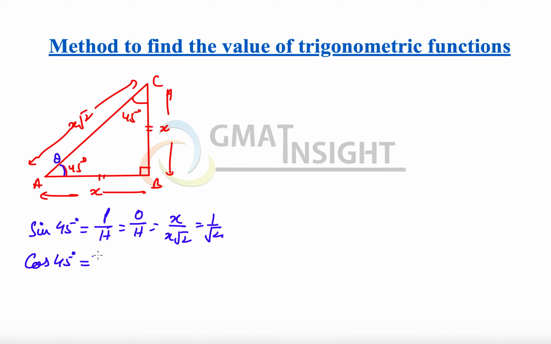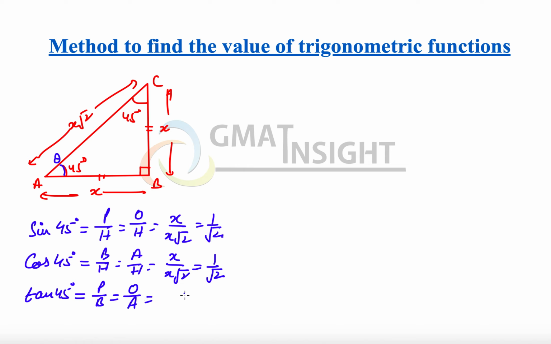Similarly, if we have found sine 45, we can also find cos 45 degrees. Cos 45 degrees is base over hypotenuse, or the adjacent over hypotenuse, and the base here is x, considering this angle theta. So once again this ratio becomes x over x root 2, which is 1 upon root 2 again, which means sine 45 is equal to cos 45. Now we can also find tan 45 degrees. Tan 45 degrees is the perpendicular over base, or the opposite over adjacent, and the opposite and adjacent are both equal to x in this case. So tan 45 becomes 1.